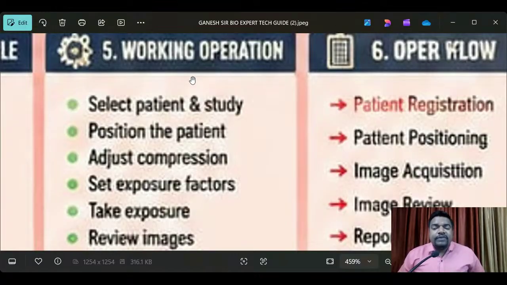Let me say, the working operation. What is the working operation of mammography, if you ask me? Select a patient and study, position the patient, adjust compression, set exposure factors, take the exposure, and review the images. These are the points you have to keep in your mind.